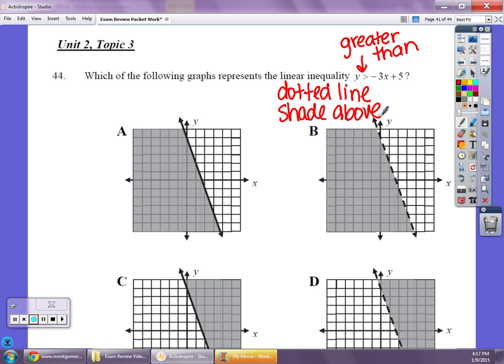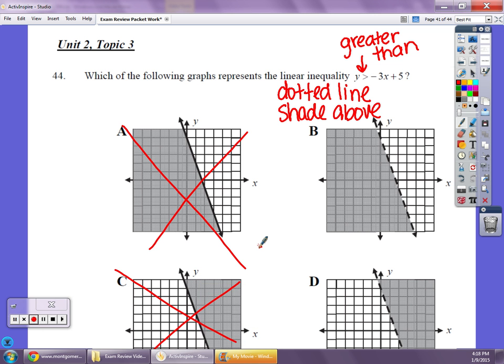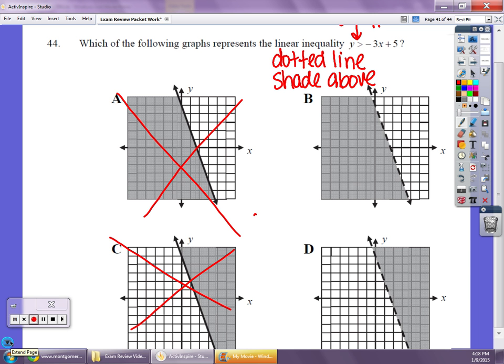What I notice about the answer choices is all the lines are the same. They have the same y-intercept, the same slope. So we just need to look for the dotted line and whether or not the graph is shaded above or below. So right away, I hope you see we can eliminate choices A and C. I don't even have to look at the whole graph for C. I can see pretty clearly that those both have solid lines, so that can't be it. And then we have to decide whether we're shading above or below. If you look at options B or D, it can be kind of tricky to determine that. And I have a trick for that.